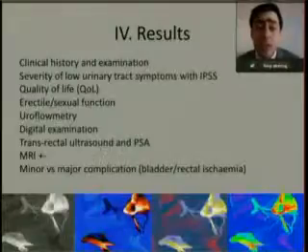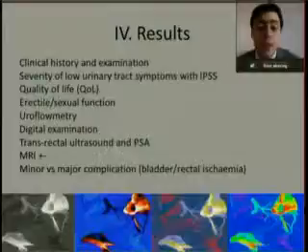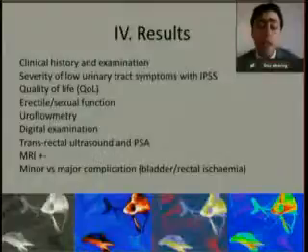So these are our results. This is what we do. It's clinical history: the severity of LUTS, the quality of life, sexual function, uroflowmetry, digital examination, ultrasounds, and MRIs. Not in all cases, in most of the cases now. And we assessed our minor and major complications. Next slide.